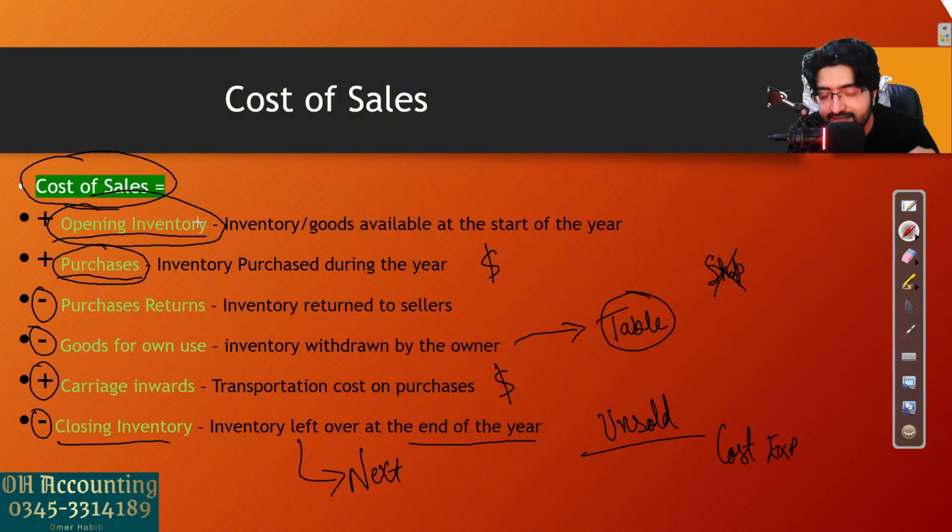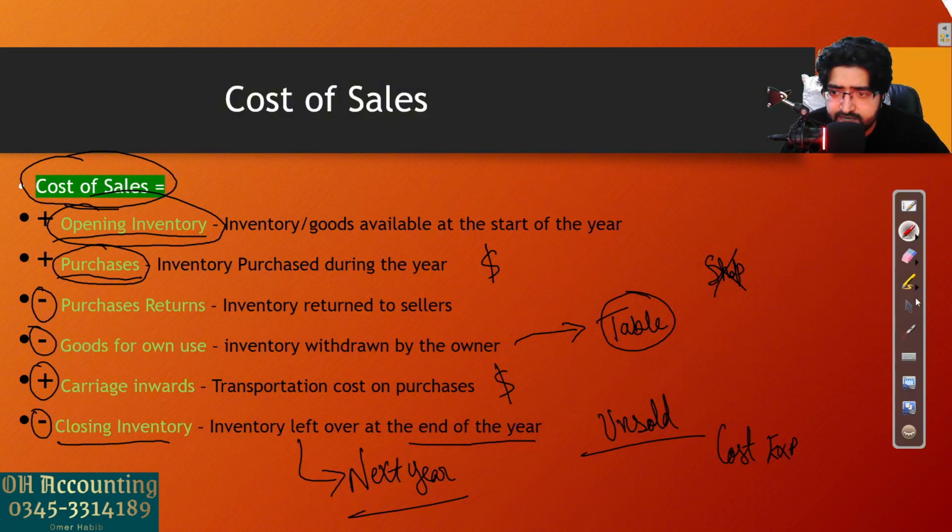Now I will sell this in the current year. Similarly, closing inventory is left over at the end of my current year. I will use it in the next year. So I cannot include this in cost of sales for this year. That's the format. Now I will explain it to you using a simple example.